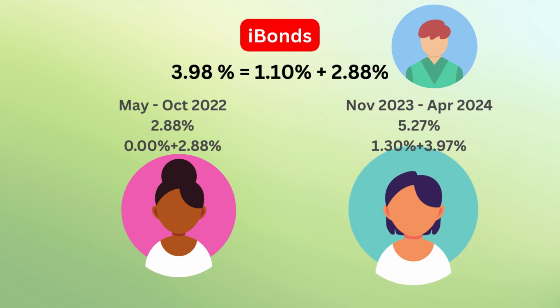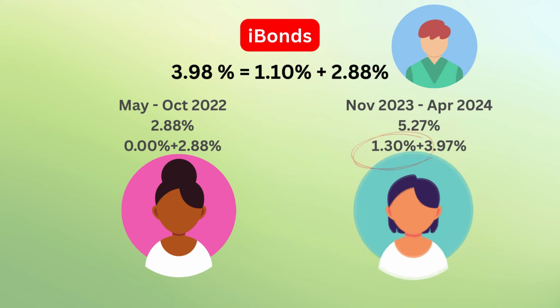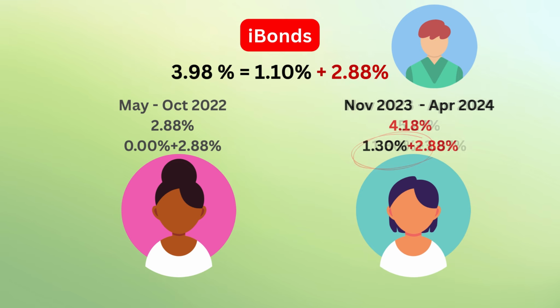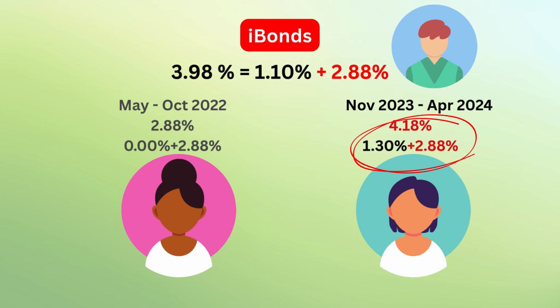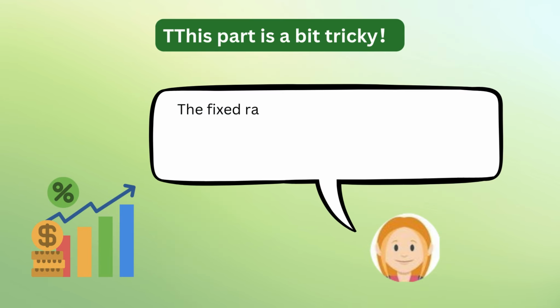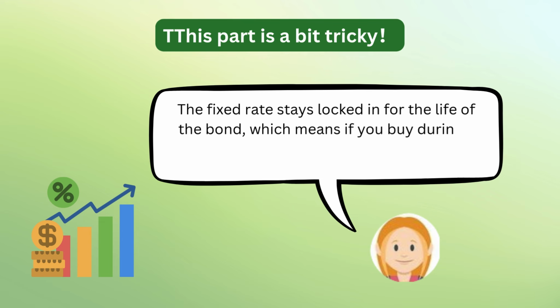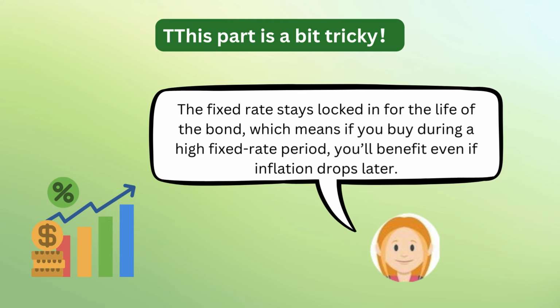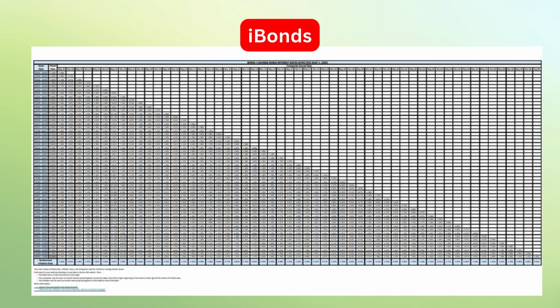Those who started during the 5.27% period have a 1.3% fixed rate, so they are currently earning 4.18%, 1.3% plus 2.88%. This shows that the fixed rate stays locked in for the life of the bond, which means if you buy during a high fixed rate period, you'll benefit even if inflation drops later. The chart showing these historical rates is available on the TreasuryDirect website. I've included the URL in the video description below, so feel free to check it anytime.